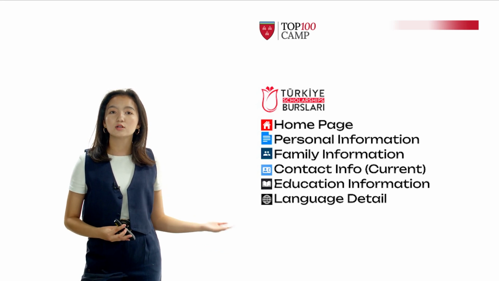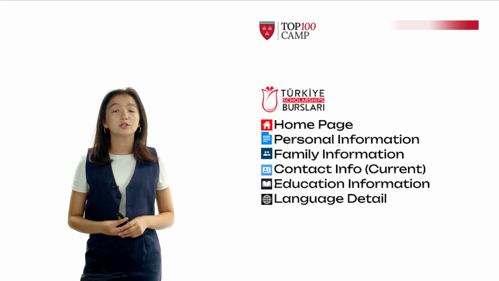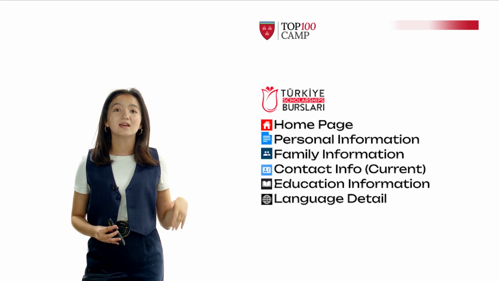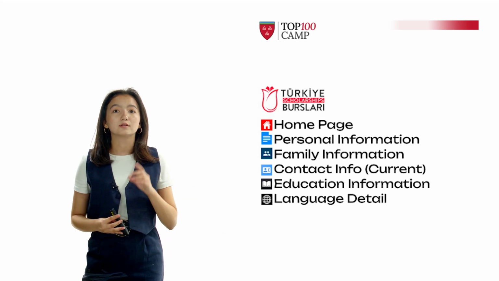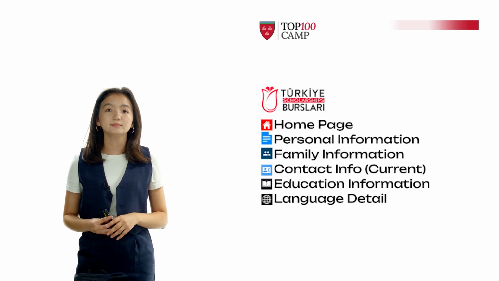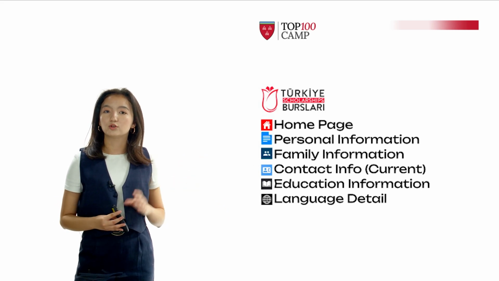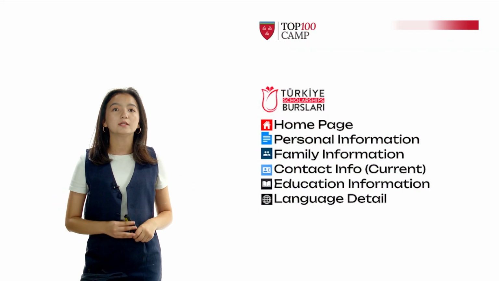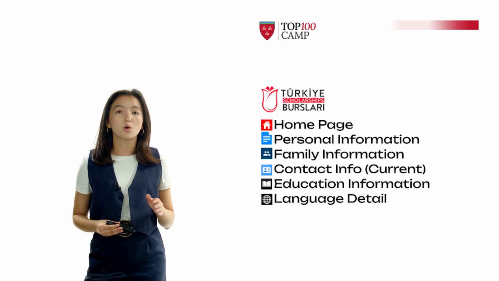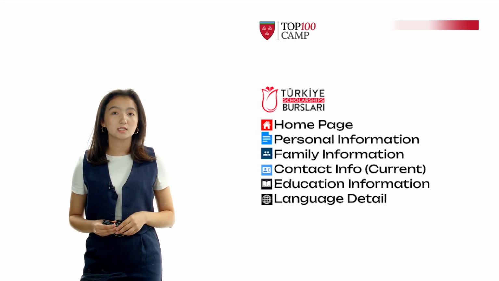Next, we have contact information, where you need to write down your email, your current address, and your telephone number for the scholarships to send you all of the updates. Next, we have education information section. Here, you mention details about your school and all of the other schools that you have attended so far.